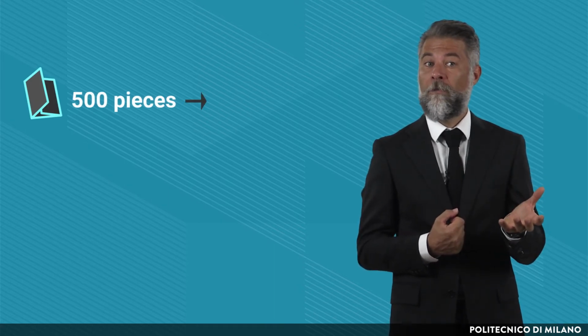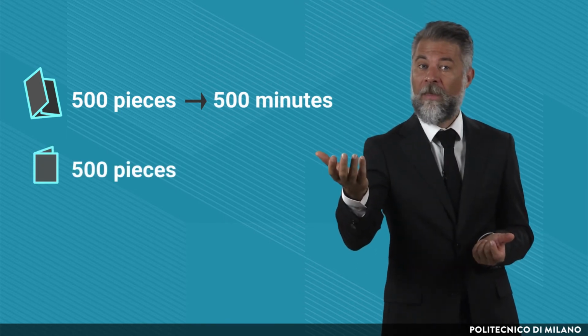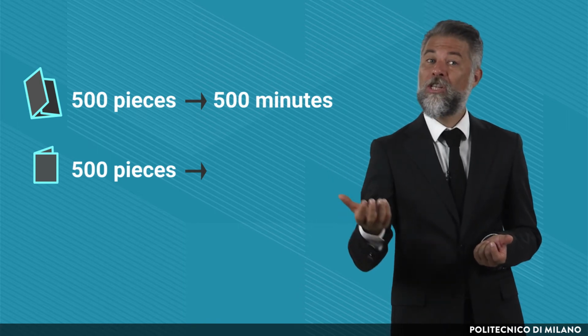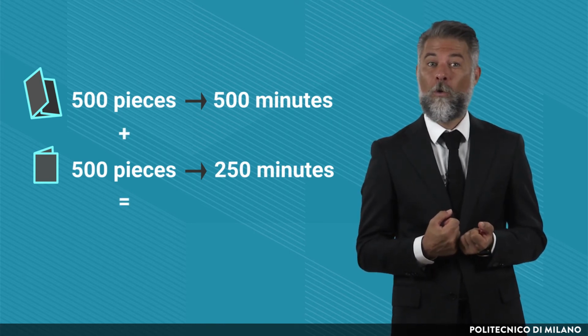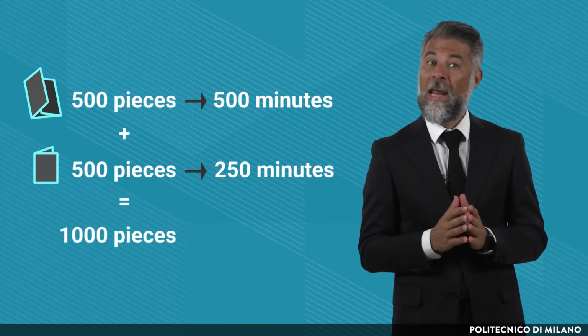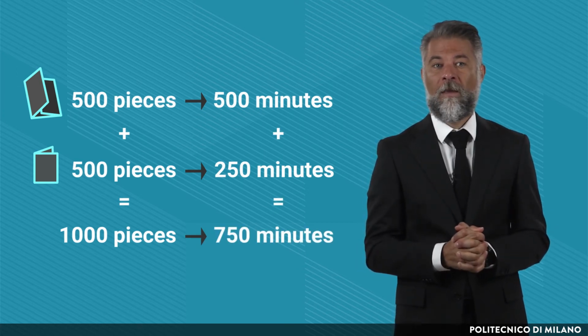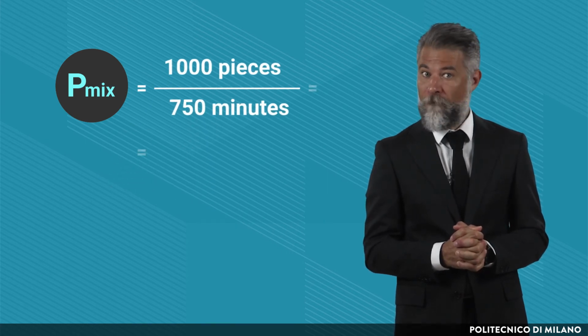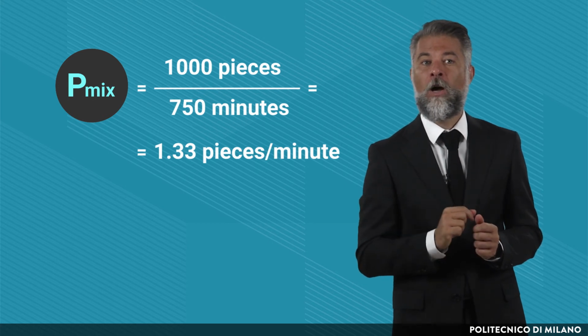Let's go back to the challenge then. Giovanni produced 500 brochures and that took him 500 minutes. He then produced 500 flyers and that took him 250 minutes. So in total, Giovanni produced 1000 pieces in a total time of 750 minutes. That obviously makes 1.33 pieces per minute on average.